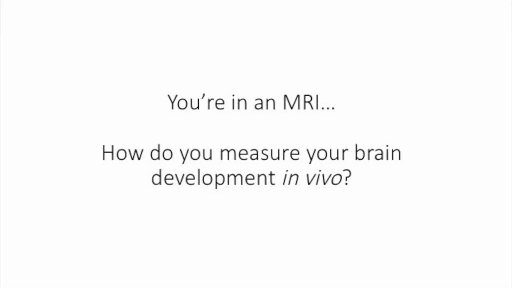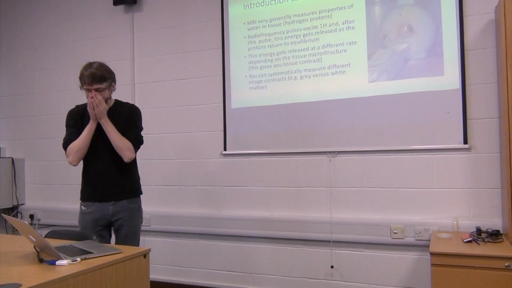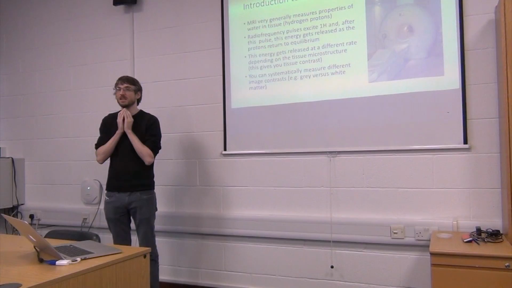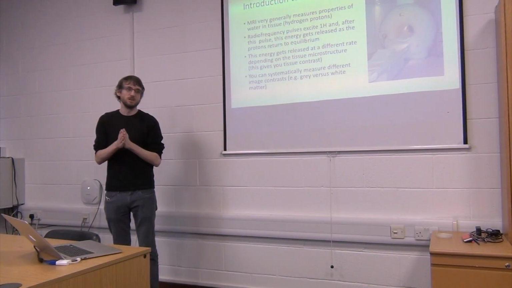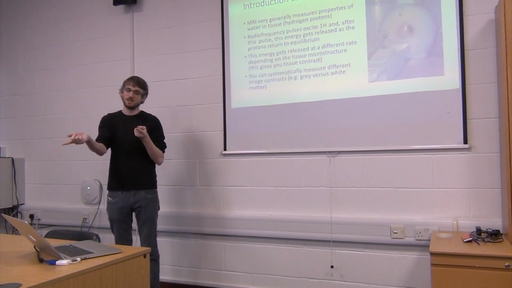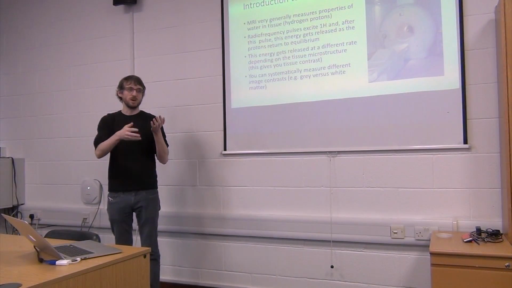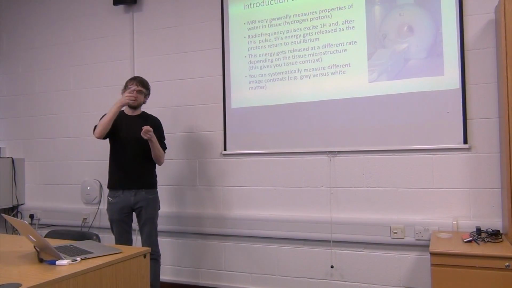So yes, you're in an MRI. What are you going to do to measure this development? One thing that maybe gets lost a little bit is that MRI can really only measure water. So it measures the relaxation properties of water in response to a magnetic field, and those properties change depending on what's surrounding. If you have myelin, the rate of relaxation in response to a magnetic pulse is faster. If you have free water, it's much, much slower. And what you're trying to do is separate out the rates of relaxation.